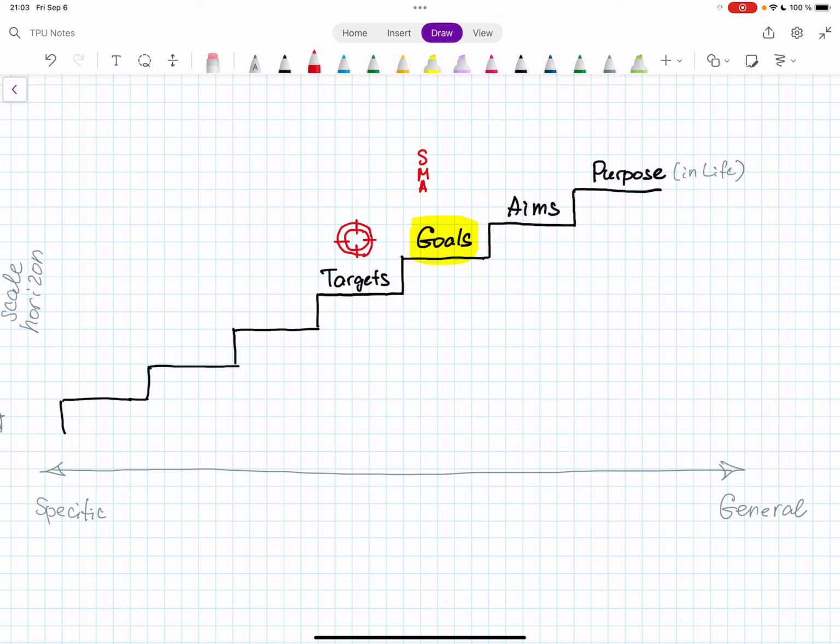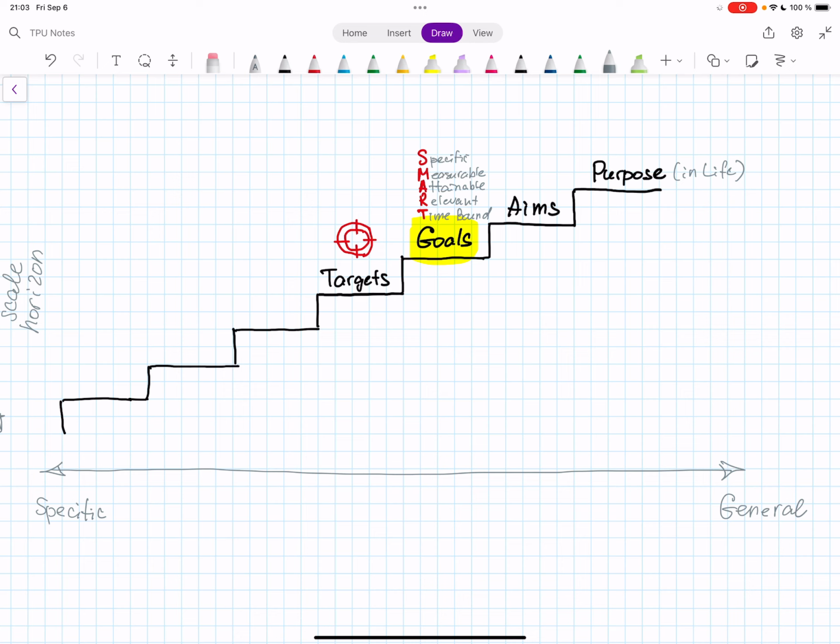the SMART approach. When you say that the goal should be specific, measurable, attainable, relevant, and time-bound. I think you should have studied it somewhere. So this technology is good with goals. It's not applicable to aims and purpose, but it works with goals and targets.